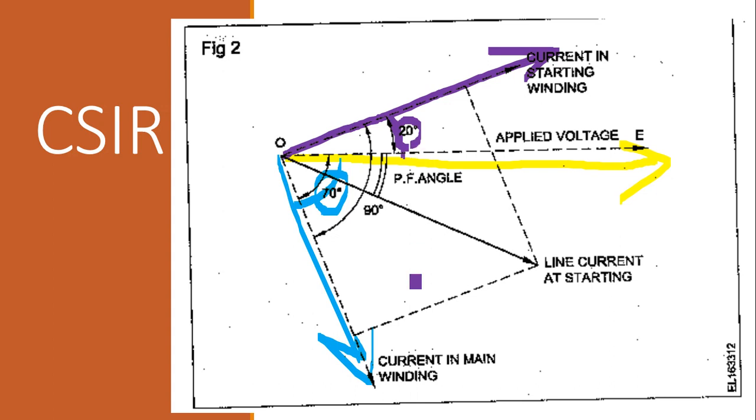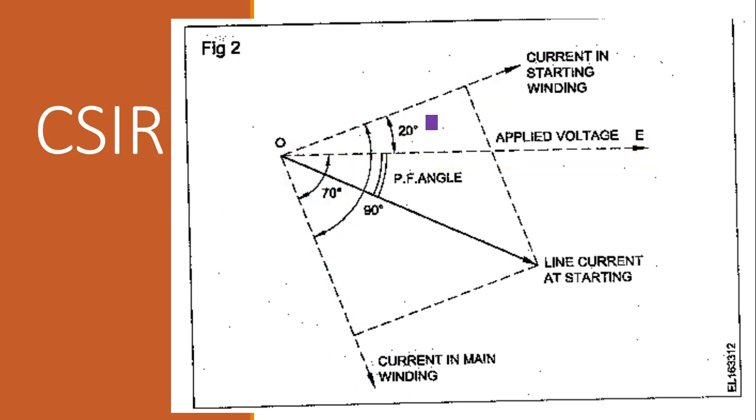The main current is 70 degree lagging, and the current in starting winding is 20 degree leading. Okay, so there is a phase shift between them. Starting winding and running winding currents have a total phase shift of 90 degrees. It's a great phase shift. If the phase shift is 90 degrees, the torque will be very fine. It will have high starting torque.